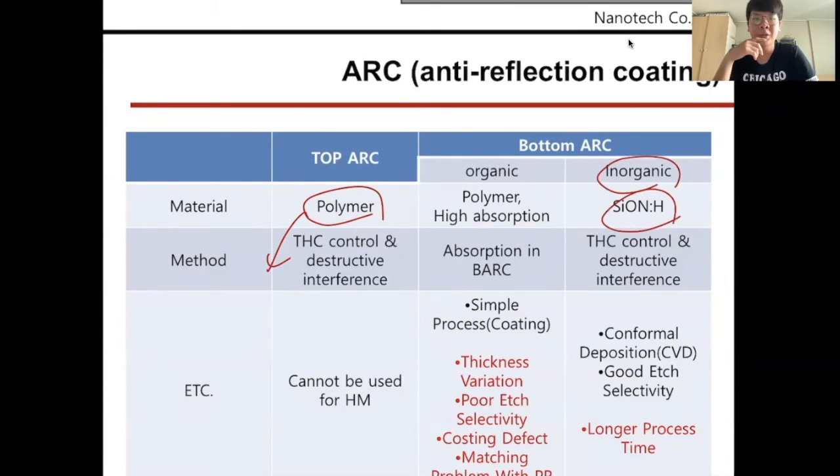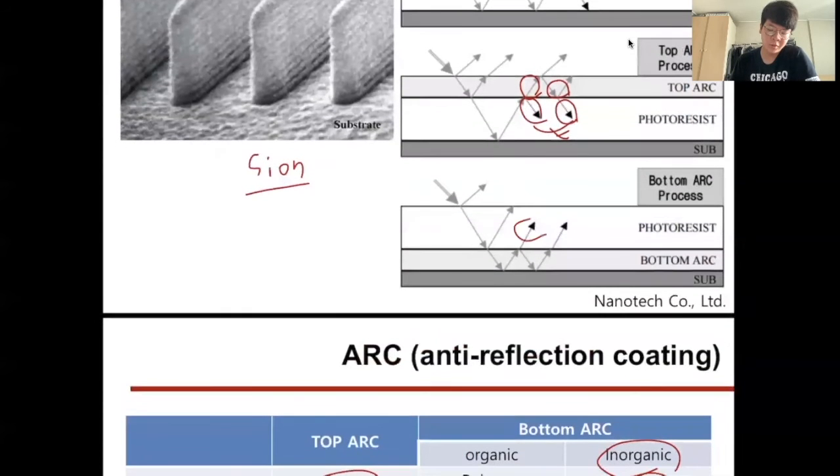The mechanism is using the difference of refractive index, so that they cause destructive interference to prevent the second reflections.